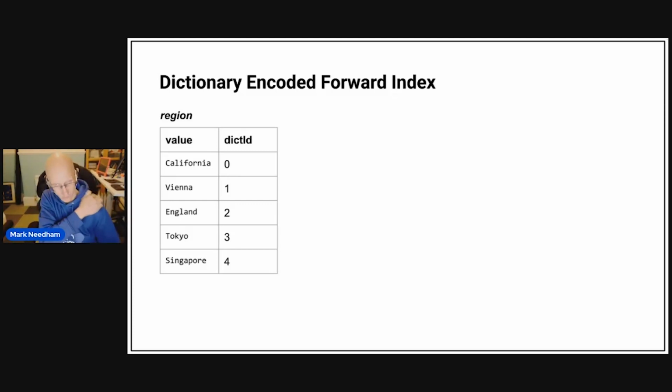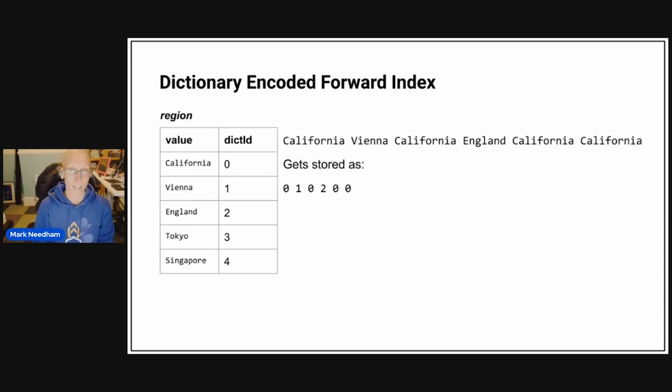So the way the dictionary encoded forward index works, imagine we've got some values coming in for regions. We've got California, Vienna, England, Tokyo, and Singapore, and it's going to assign a dictionary ID to each of those. The way they would be stored is not going to be exactly like this, there's going to be some more compression than just literally storing the number, but conceptually it stores it as 0, 1, 0, 2, 0, 0.